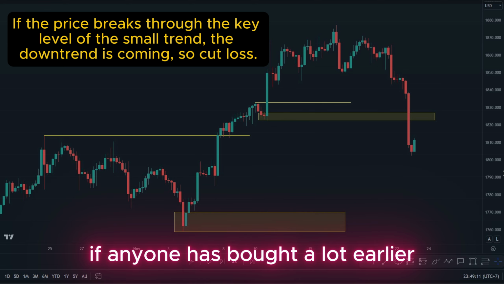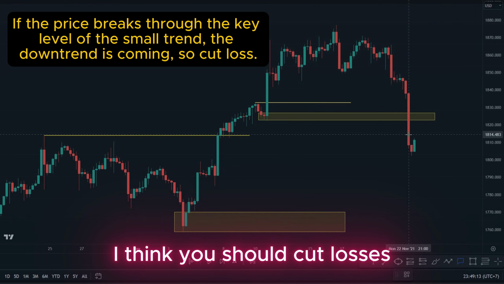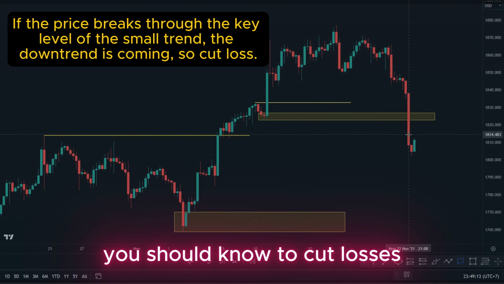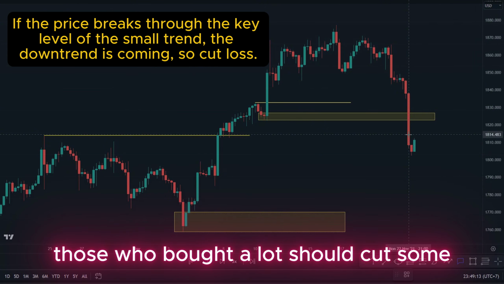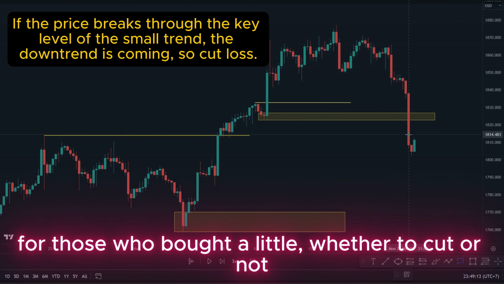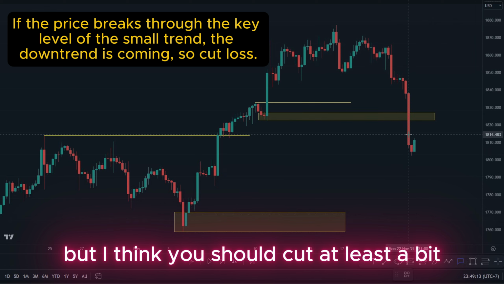If anyone has bought a lot earlier, when the price breaks like this, I think you should cut losses. You should know to cut losses. Those who bought a lot should cut some. You don't have to cut everything, but cut some. For those who bought a little, whether to cut or not is up to each person, but I think you should cut at least a bit.